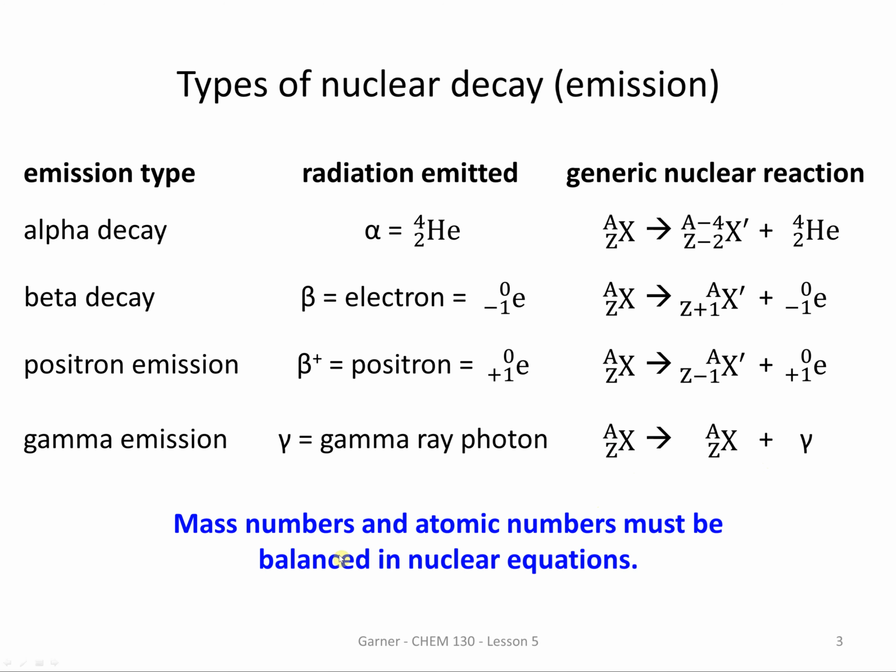And again, I just want to take a moment to emphasize that when we write out these nuclear reaction equations, the mass numbers and the atomic numbers are always going to be balanced on both sides of the reaction equation. So if I add up all the mass numbers on the left and right sides, they're going to be equal to each other. If I add up the atomic numbers on the left and right sides of the equation, they're going to be equal to one another as well.